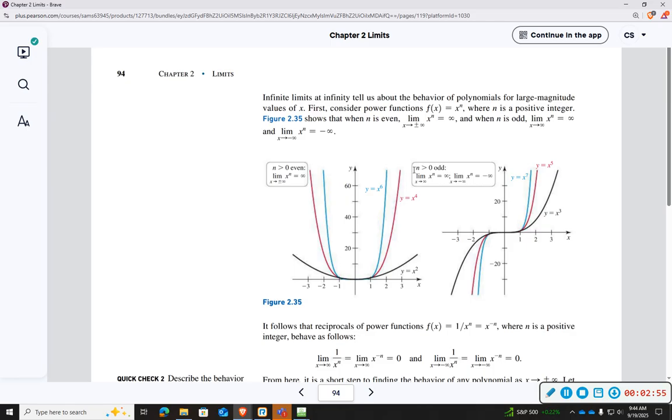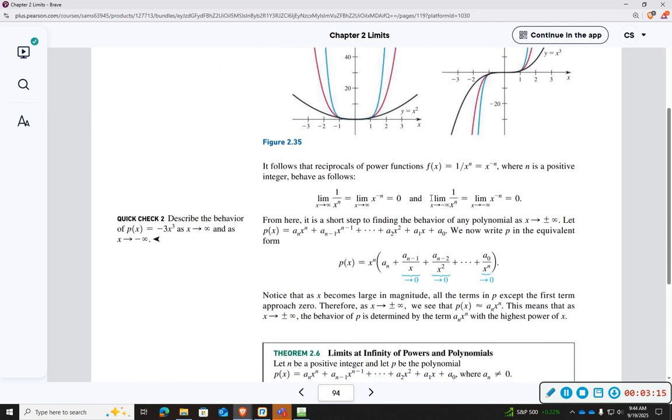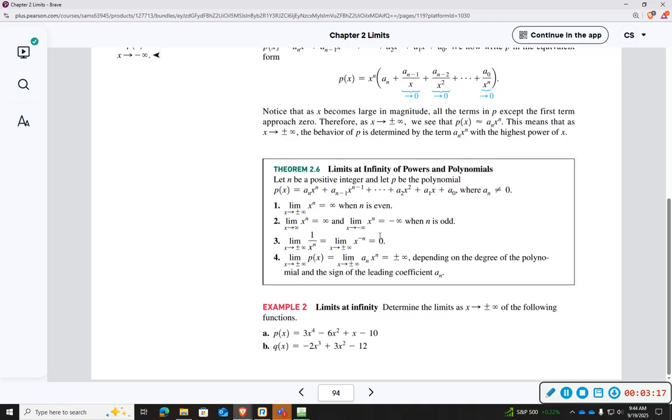Here are some graphs. Mainly you want to look at the largest degree. The degree will give you an indication if both endpoints go up to positive or down to negative. And when you have an odd degree, usually one side goes to positive infinity and the other goes to negative infinity.